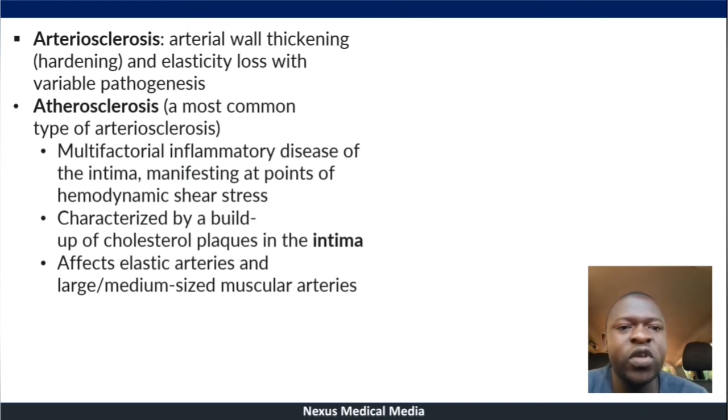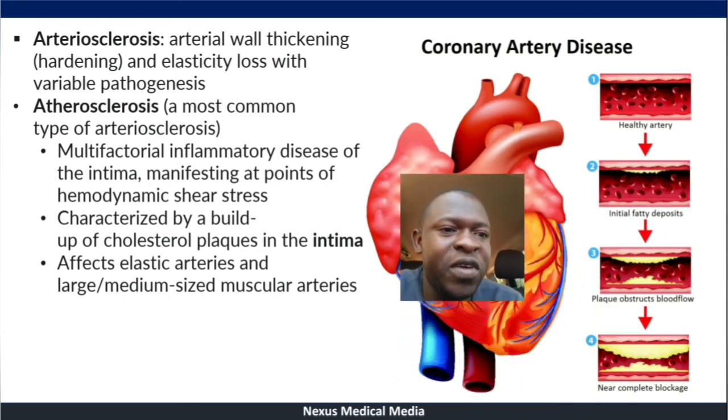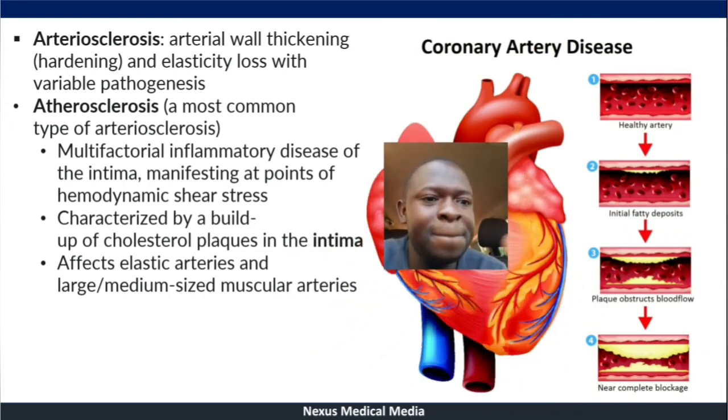It's characterized by build-up of cholesterol plaques in the intima, and this will affect the elasticity of the different arteries, like large arteries, medium muscular arteries. We'll talk about types of arteries later. Let me find a place here. All right, so in general, this is a healthy artery.